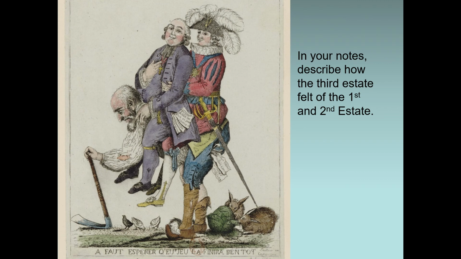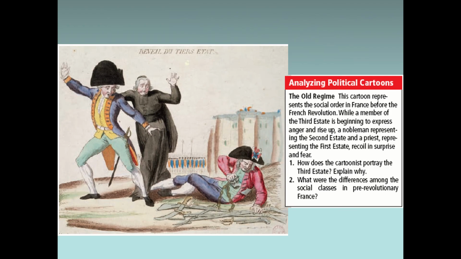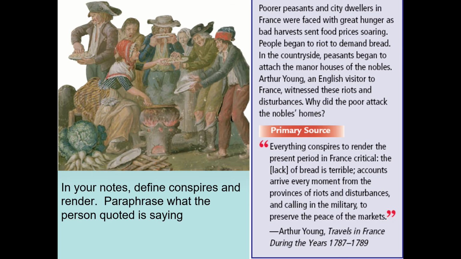And then again, here's another picture. You have the first and second estate riding on the back of an old man. So in your notes, go ahead and describe what you see, write that down. And then here's another picture, a political cartoon. Try to answer those questions in your notes as well.